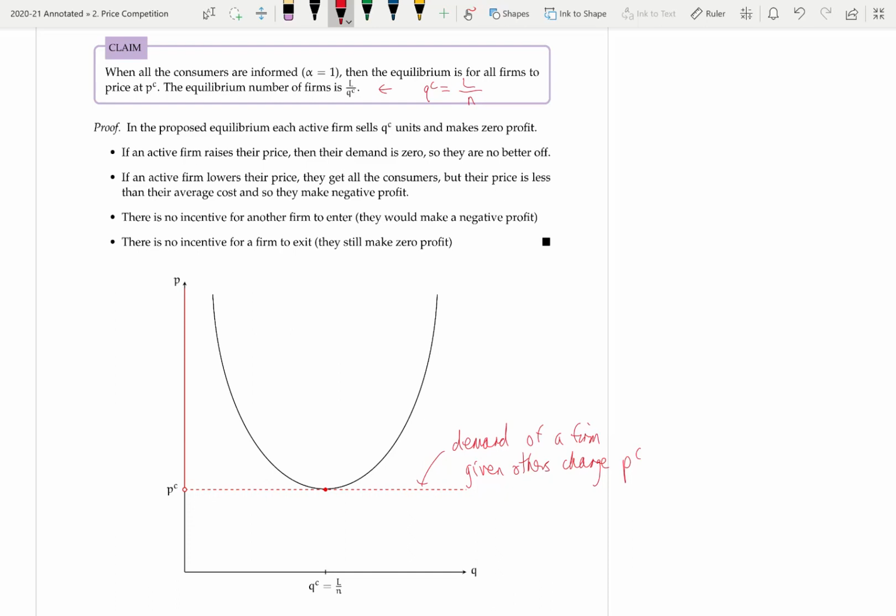If this firm lowers their price, they'll get all the consumers. They'll be the lowest price firm, but their price is going to be below average cost because it's below P(C), the minimum of average cost. So this firm would make negative profit. They're better off pricing at P(C). And again, there's no incentive for another firm to enter or to exit. So we have these two extremes. When alpha equals 0, it's just like in the search cost model, firms price at the monopoly level. Whereas when alpha equals 1, everyone knows the prices. It's just like in the standard Bertrand model, they price at the competitive level, the minimum of average cost.